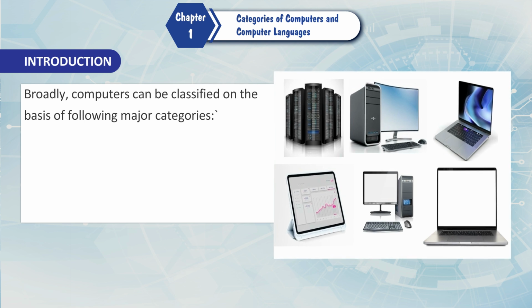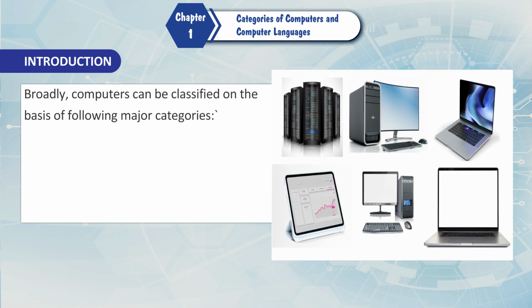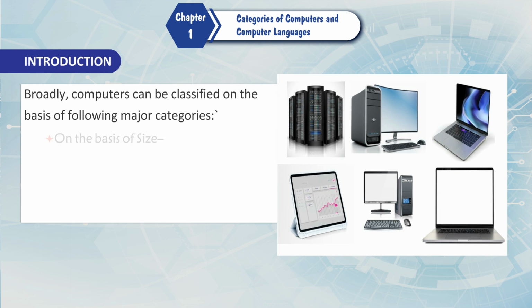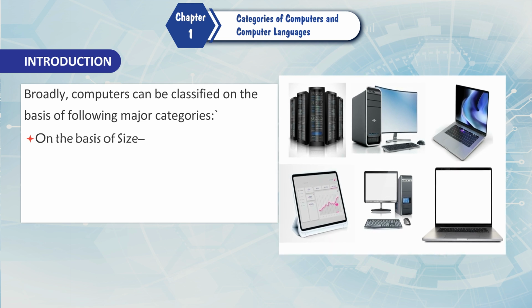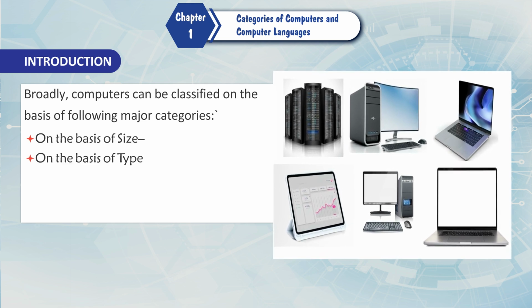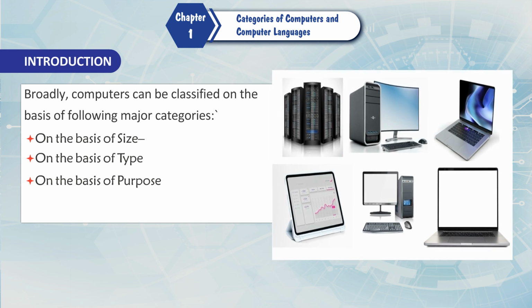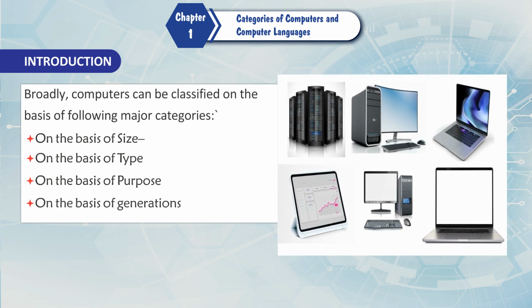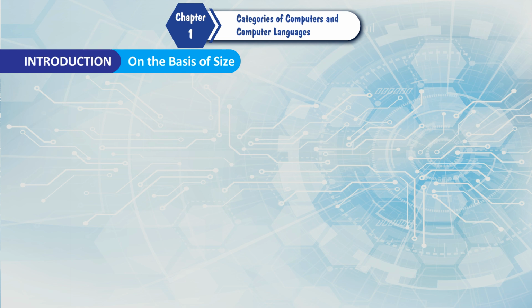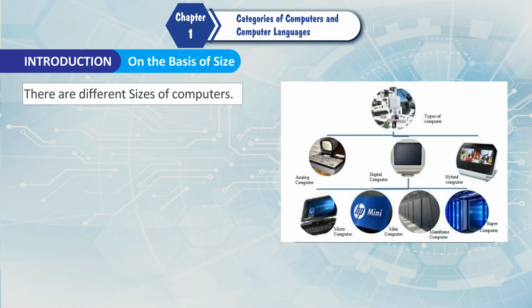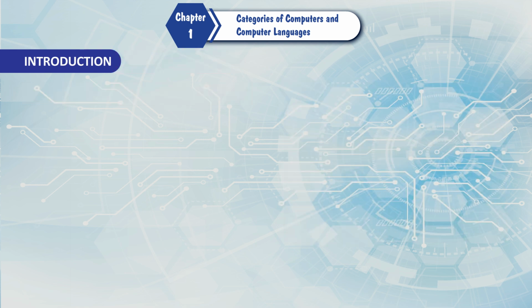Broadly, computers can be classified on the basis of following major categories: on the basis of size, on the basis of type, on the basis of purpose, on the basis of generations. On the basis of size, there are different sizes of computer.